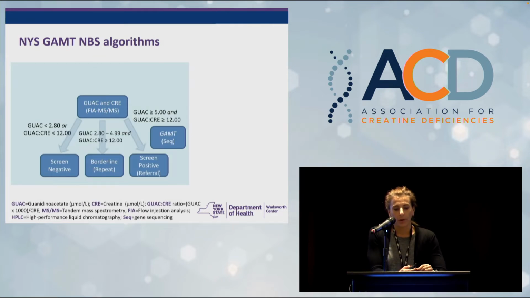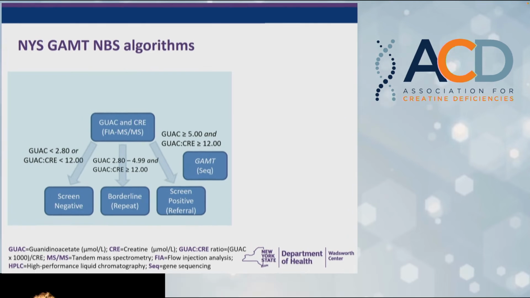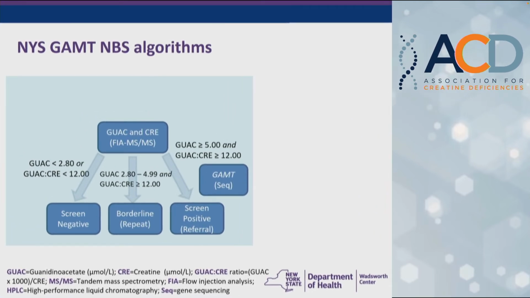This is what our current newborn screening algorithm looks like, and it's based heavily on what Utah and British Columbia did. So we have a first-tier screen for guanidinoacetate and creatine. We do this by taking our dried blood spot specimens, extracting the analytes, and analyzing them using flow injection analysis mass spec, which is kind of the workhorse of newborn screening programs. We test most of our conditions using this platform.